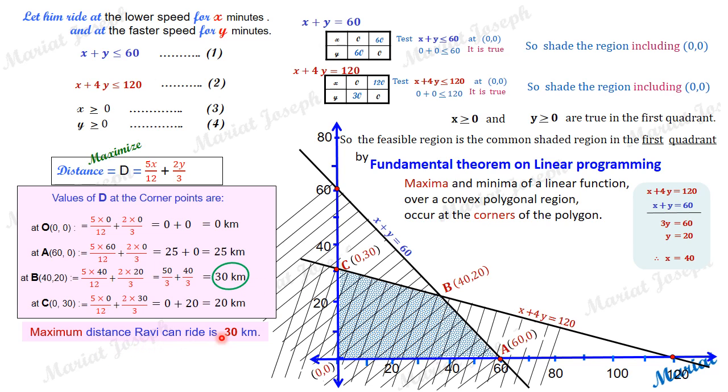Maximum distance we can ride is 30 kilometers, which he will be able to do by choosing x as 40 and y as 20. Which means by riding for 40 minutes at the speed of 25 km per hour and for 20 minutes at 40 km per hour. This is what we can suggest to him. Do it this way. 40 minutes he rides at 25 km per hour, 20 minutes he rides at 40 km per hour to obtain the maximum distance, that is 30 kilometers.